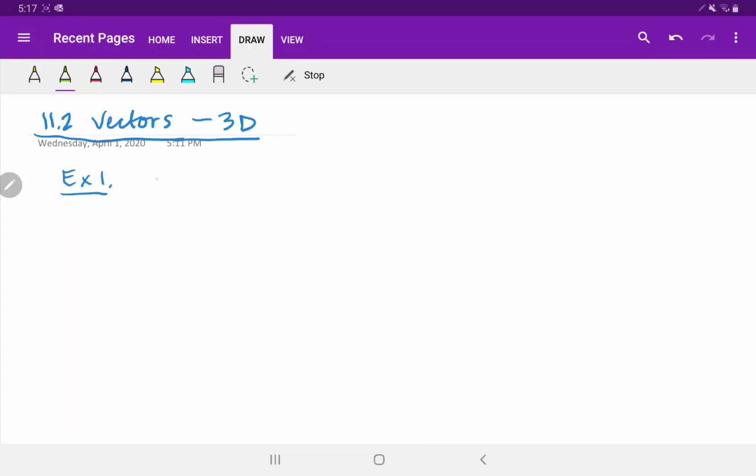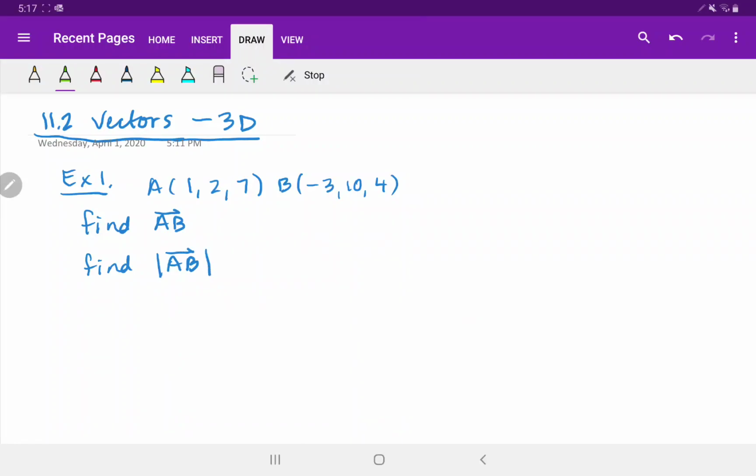Say you have a point A (1, 2, 7) and another point B (-3, 10, 4). It says find vector AB, and then it also says find the absolute value. Find that in your mind, because if you can find that in the file folder in your brain where the 2D version lives, then you just add the third dimension to it. So it's pretty nice. So what do you think?